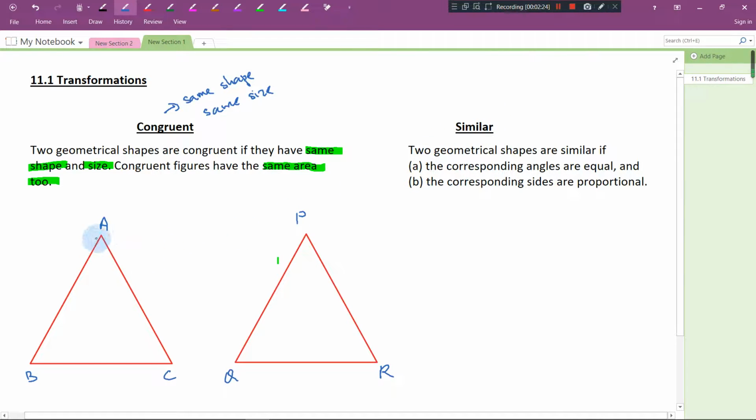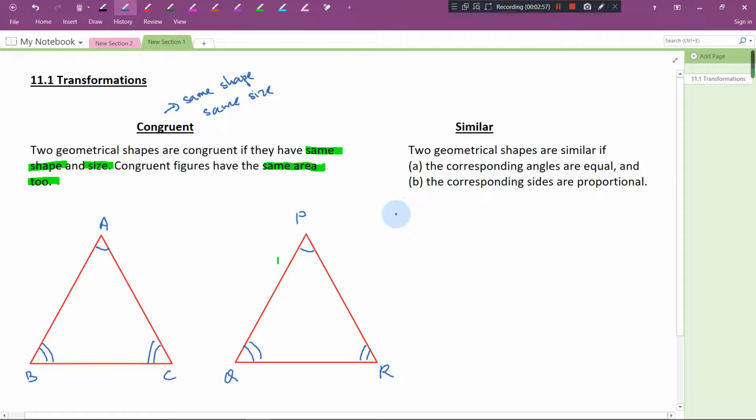Why? You see, the corresponding angle of this will be this. Exactly the same, right? Equal, right? This is an isosceles triangle, so these two will be the same. So corresponding angles are equal. The corresponding sides are proportional. So what does proportional mean? It means that when you take this side divided by this, it will be equal to this divided by this.